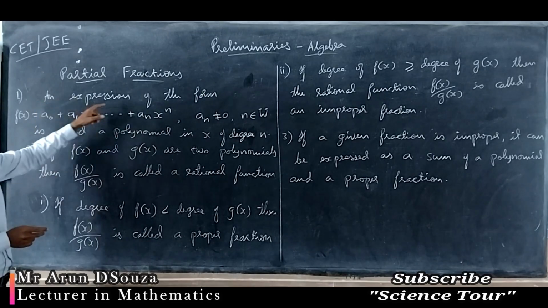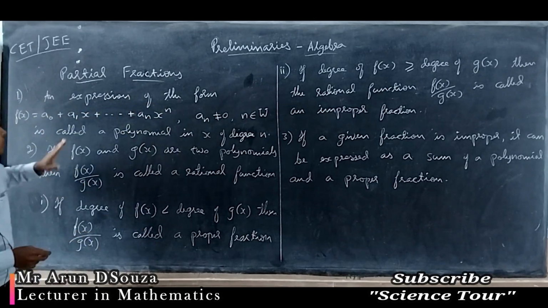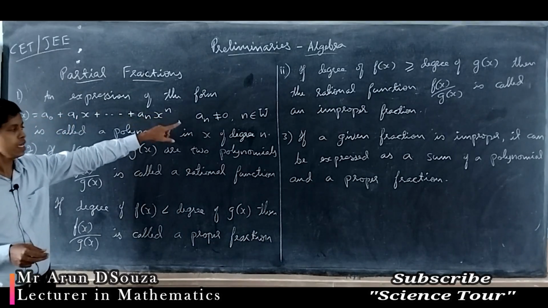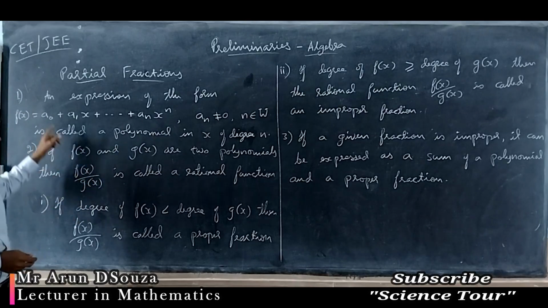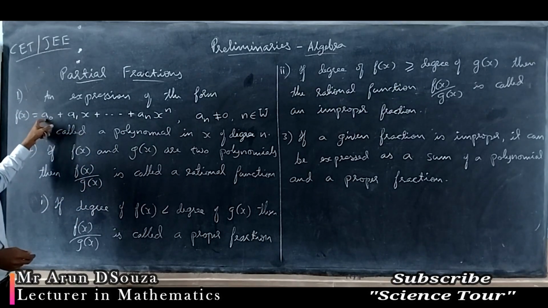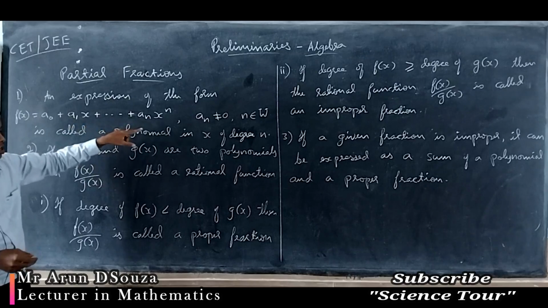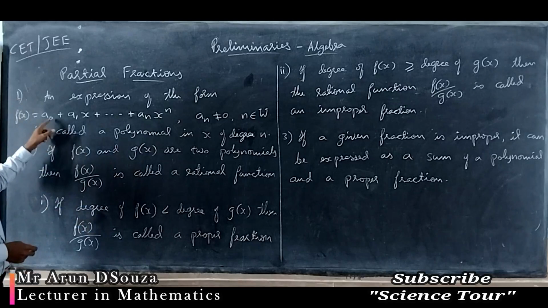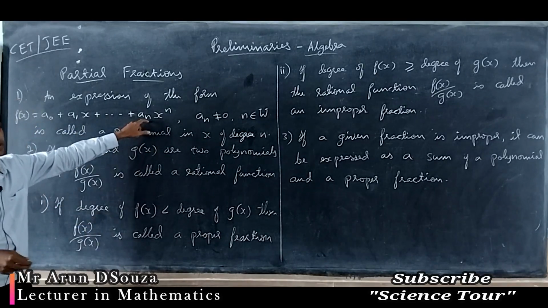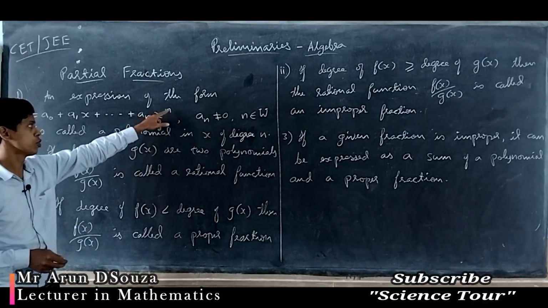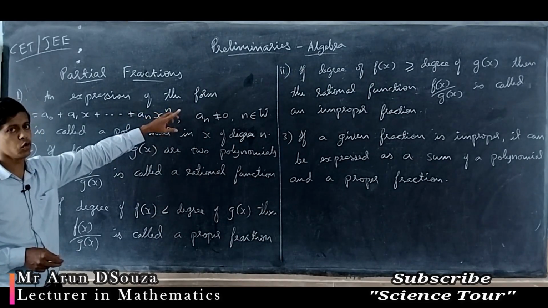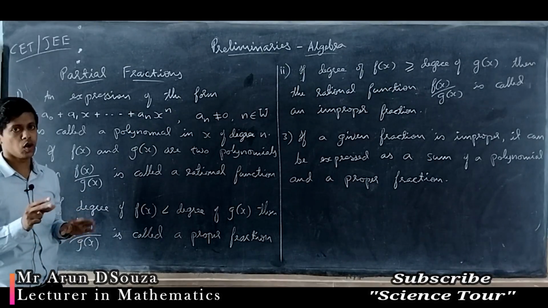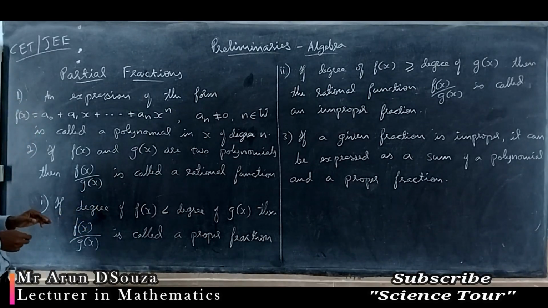And an expression of the form f of x is equal to a naught plus a1x plus and so on up to a n x to the power n, where a n is not equal to 0. So a naught, a1 and all those belong to the real numbers, but n belongs to the whole numbers. So you should have x to the power 0, x to the power 1, 2, 3, 4, integers, not decimals. X to the power 0.5, x to the power 0.1 and all that is not acceptable in a polynomial.